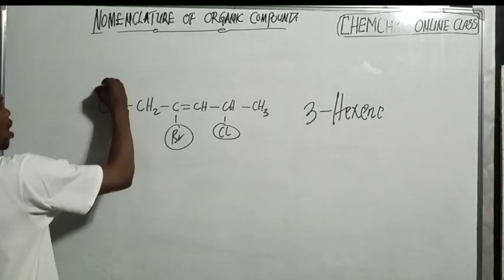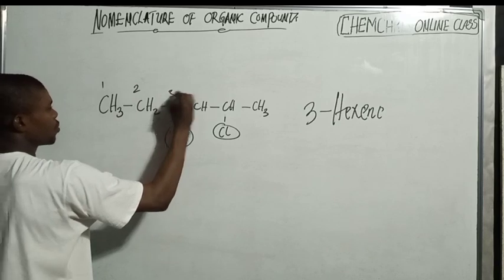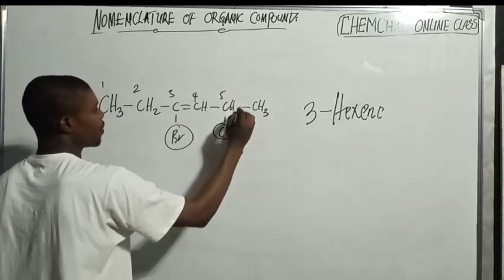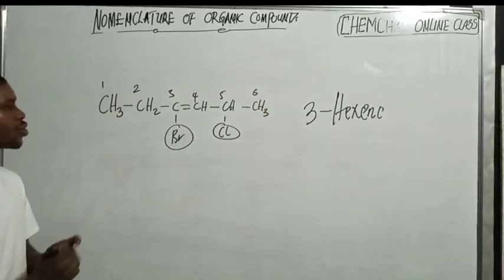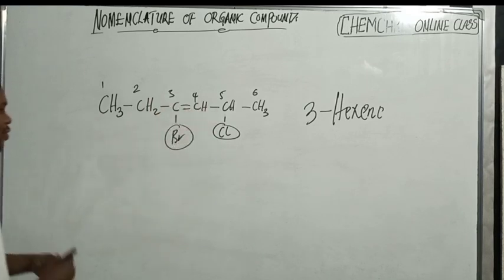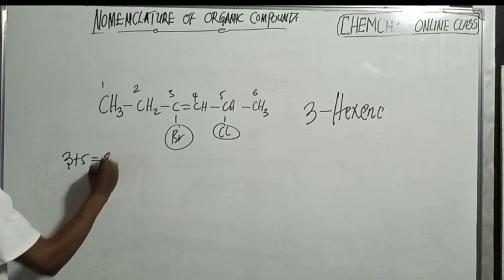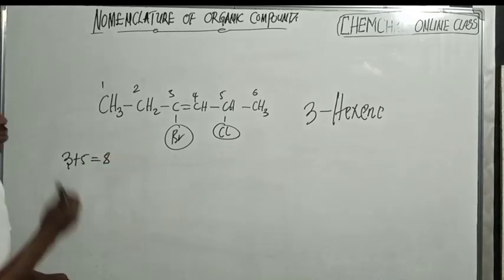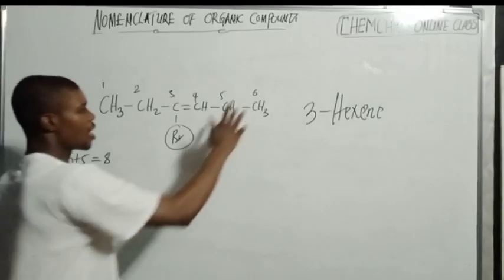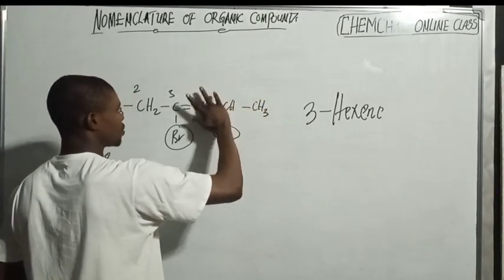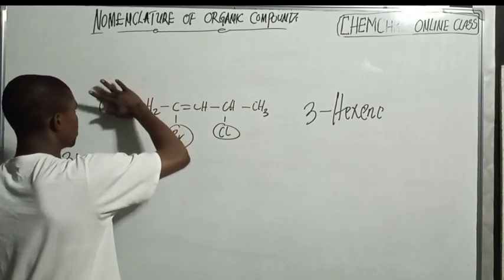So here we have 1, 2, 3, 4, 5, 6. So 3 plus 5. 3 plus 5 equals to what? 8. Guys, so 3 plus 5 is 8. So when we start from here, it is 8. Now let's start on the other side.